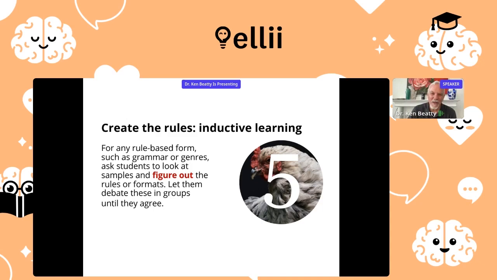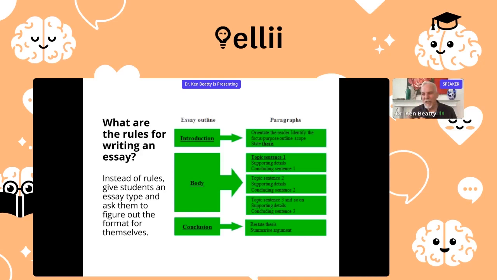So the rules for writing an essay, for example, are pretty generic. And of course, they're just going to look that up maybe anyway. So maybe this is too easy. But if you have them in class, you say, okay, it's a descriptive essay, or it's a cause and effect essay, or whatever. You give them a couple of examples, not just one. And then they have to look between them and think, what's going on? And they start to figure out the format themselves.